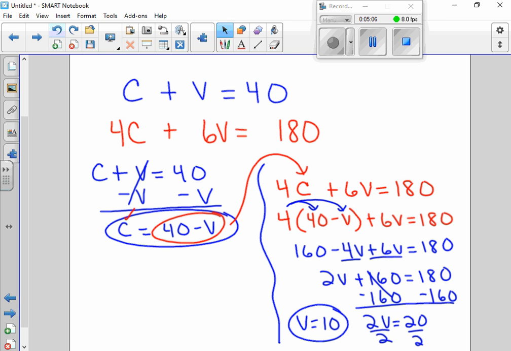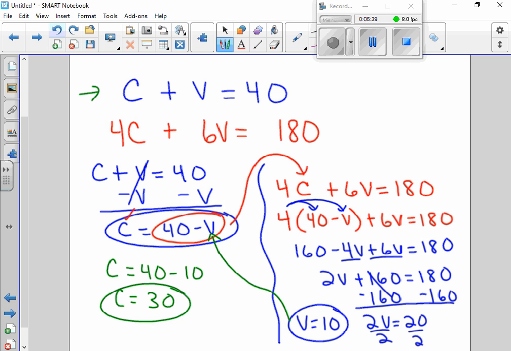So I know that there were 10 videos sold, and what I'm going to do is take that V and plug it back into the first equation. Now you can use the original first equation up here, or you can use the equation that has C on the side by itself, which typically makes things a little bit easier. So right where the V is, I put 10. So 40 minus 10 is 30. That means we sold 30 CDs and 10 videos.